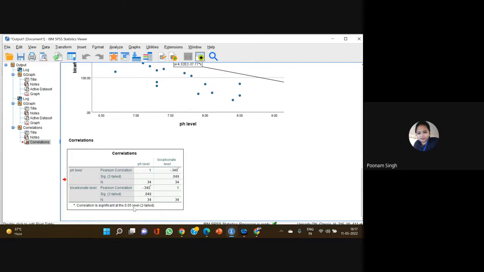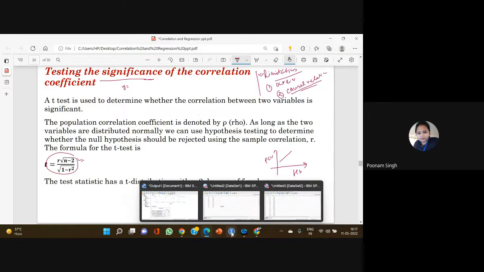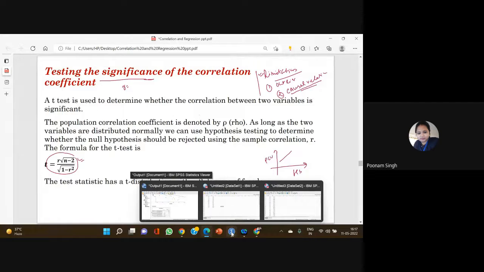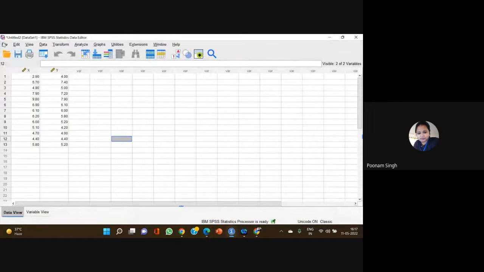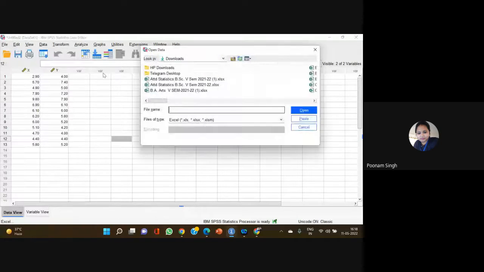So this is how we will draw the correlation matrix, and a correlation matrix can be drawn for more than two variables also, 4, 5, 8, 10, as many variables as you want. So let us see one example with more than two variables. We will import data for multivariate data, MLR, multiple linear regression.